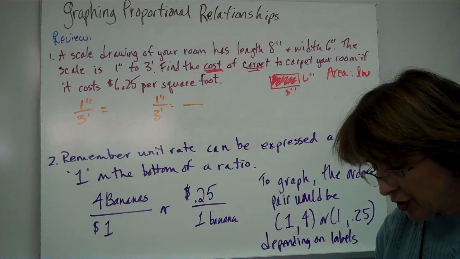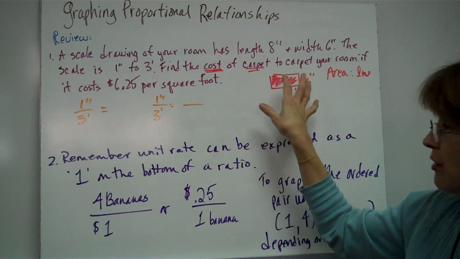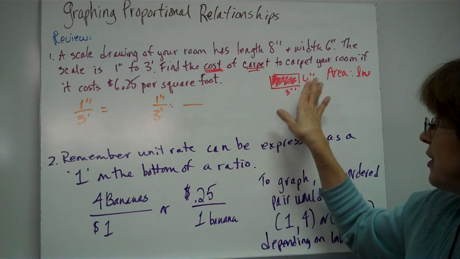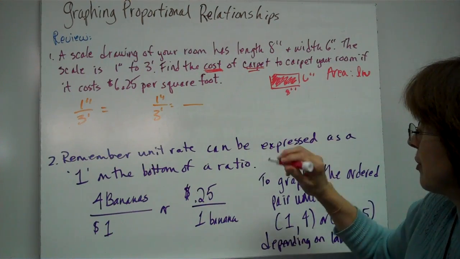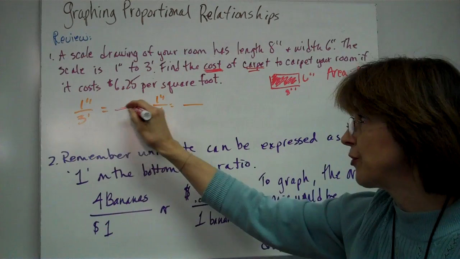Okay, so the first thing I need to do though, I don't want to carpet my scale drawing, I want to carpet the real room. So I don't need to go 6 times 8 because I'm not trying to carpet the picture. I'm trying to carpet the real room. So I've got to convert it to the right number of feet.